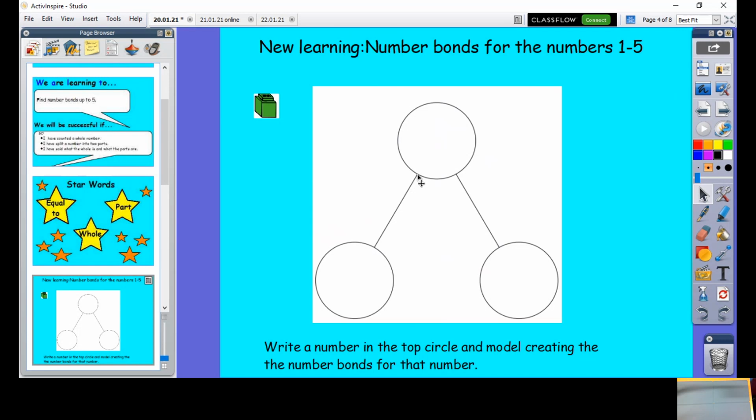Let's have another turn. I'm going to put number 2 in here. Let's split my whole number 2 into 2 parts. 1, 2. So I've got 2 cubes. I'm going to split them into 2 parts. Okay, so 1 and 1 makes 2.